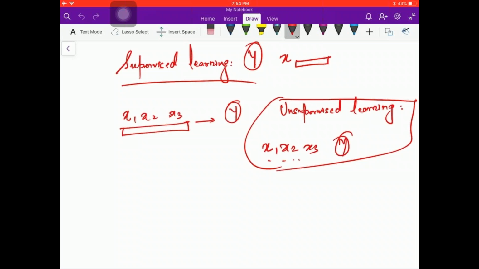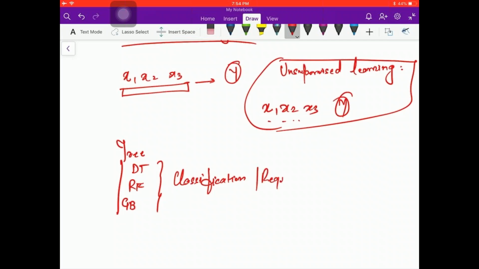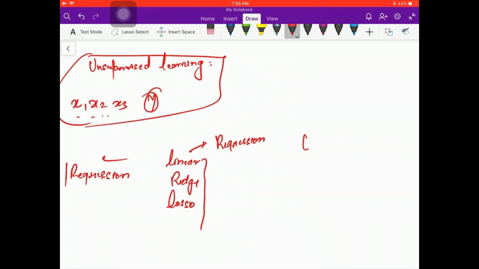Okay, I'll make this simpler. Keep tree based algorithms in a different set: your decision tree, random forest, gradient boost. These are a different tree based approach, so these can do a classification and a regression both. Now the other things, where we have linear, ridge, lasso, these can only do a regression problem.